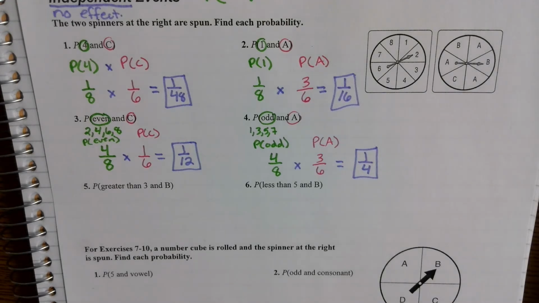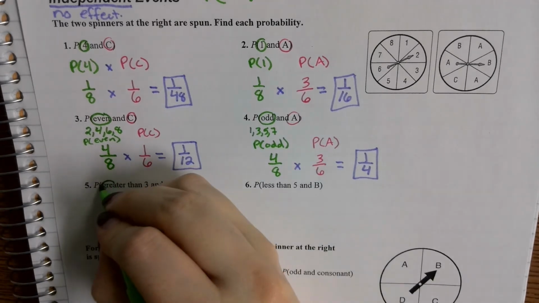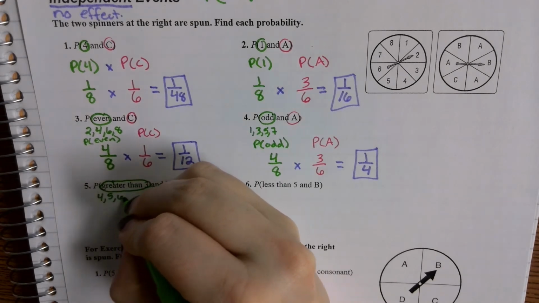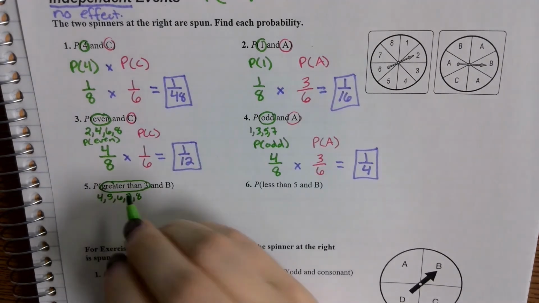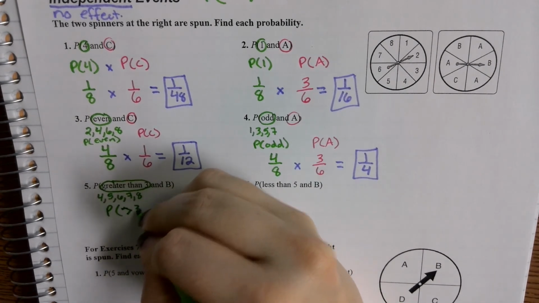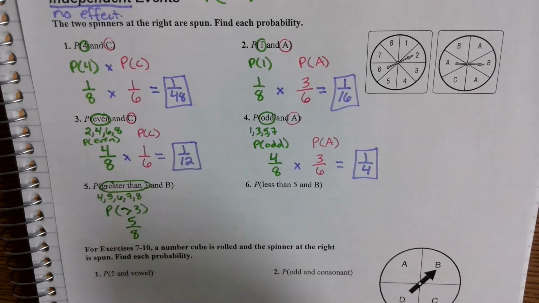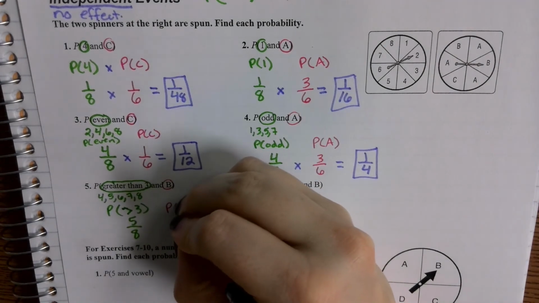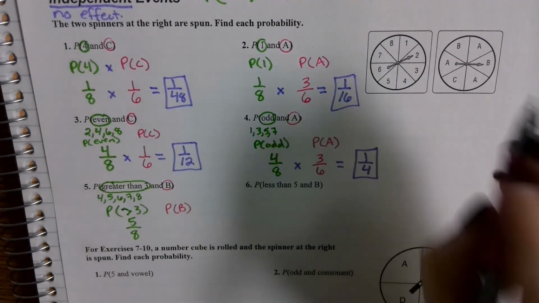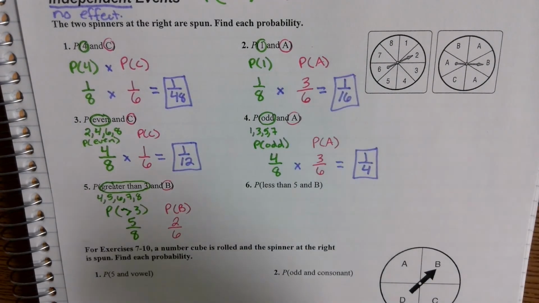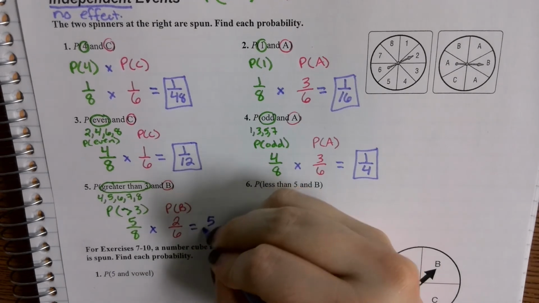Serious. What did you get for problem 5? 5 out of 24. Very good. So when we're talking about numbers that are greater than 3, that means that we're talking about the numbers 4, 5, 6, 7, and 8. That happens to be 5 numbers out of the 8 that are greater than 3. Okay, then B, the probability of B is going to be 2 out of the 6, because there's 2 B's out of 6 numbers. So when you multiply that, you're going to get 5 out of 24.